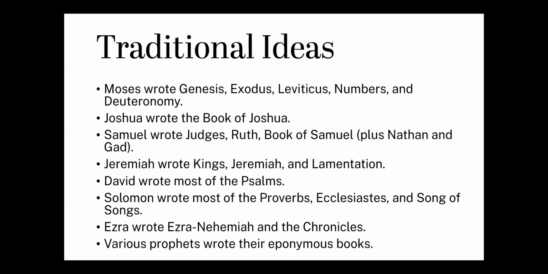But you say, wait a minute, didn't Samuel die in the middle of 1 Samuel? And the answer is yes. So Nathan and Gad perhaps were responsible for writing the books of Judges, Ruth, and Samuel. And Jeremiah wrote Kings, Jeremiah, and Lamentations. David wrote most of the Psalms, as the superscripts in the Psalms would tell you, a Psalm of David. Solomon wrote most of the Proverbs, and then he also wrote Ecclesiastes and Song of Songs. Ezra wrote Ezra, Nehemiah, and the Chronicles, and various prophets wrote the eponymous books. Isaiah wrote Isaiah, Ezekiel wrote Ezekiel, and so on and so forth. So that would be the traditional attribution of authorship to its various authors.